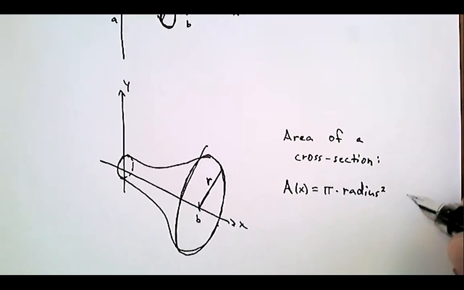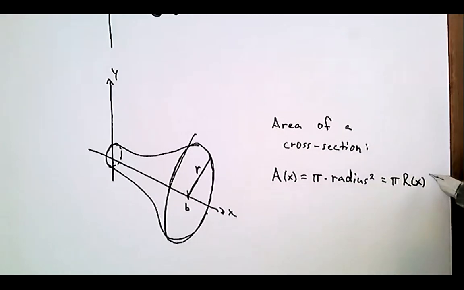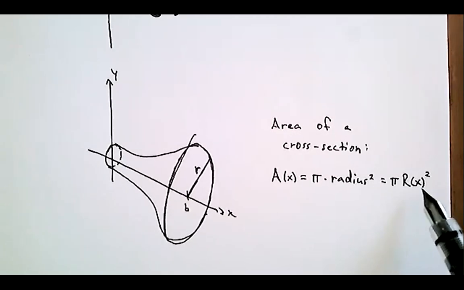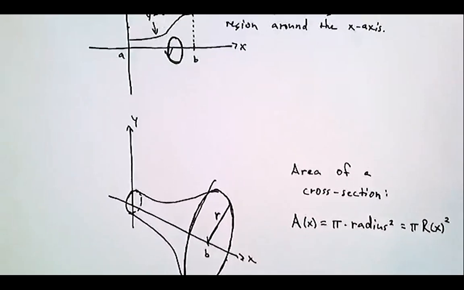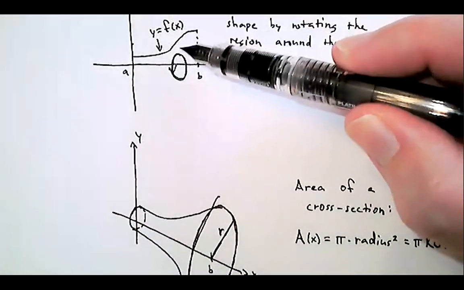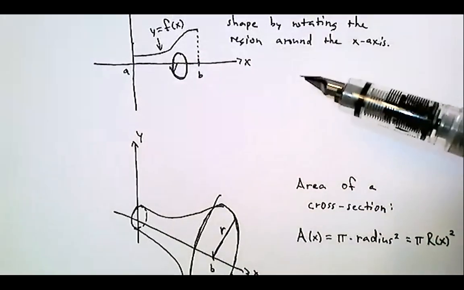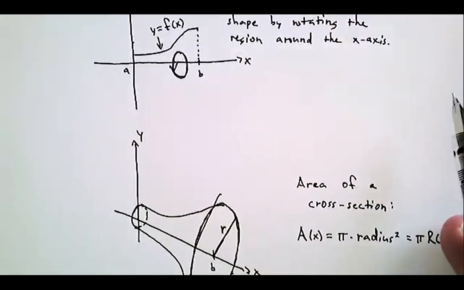But the usual way you'll see this written out is with a capital R of x, squared. So the capital R of x means we're thinking about the radius like a function. But in practice, usually it's given by something like this. So you just start with a function that you're rotating around something, in this case, the x-axis.